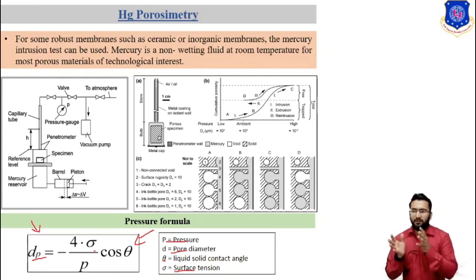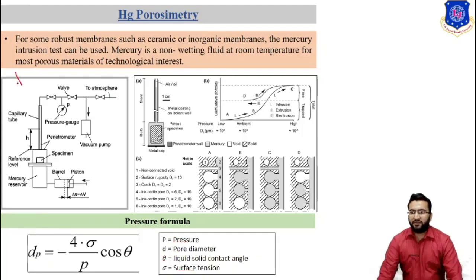Moreover, the surface tension of mercury is 485 dyne per centimeter. Hence, high pressure needs to be used, which may compress the membrane and distort the pore mouth opening. A further disadvantage is that the membrane becomes dry. So using this instrument we can calculate the pore diameter using mercury porometry.